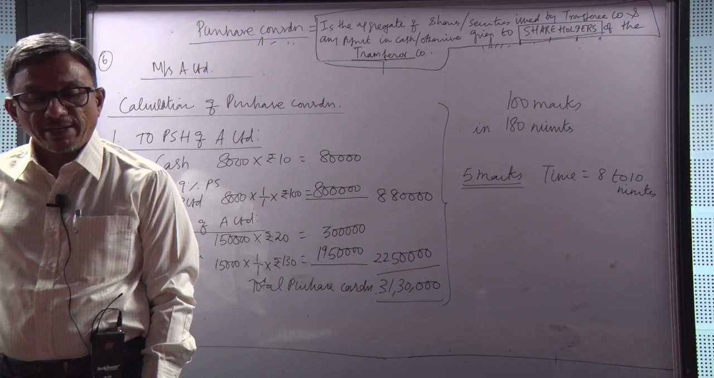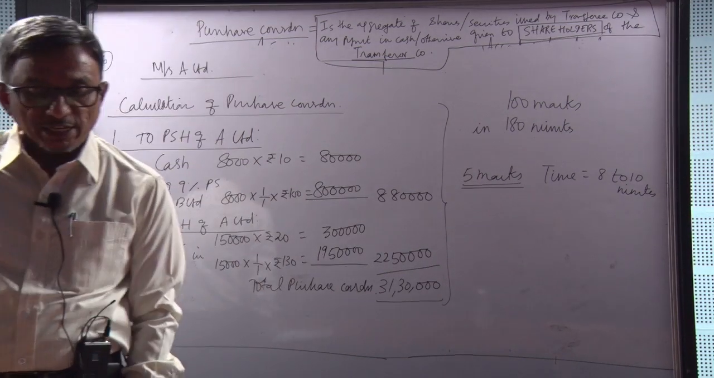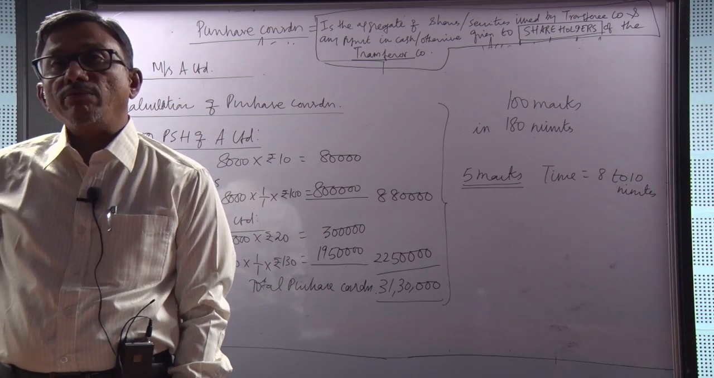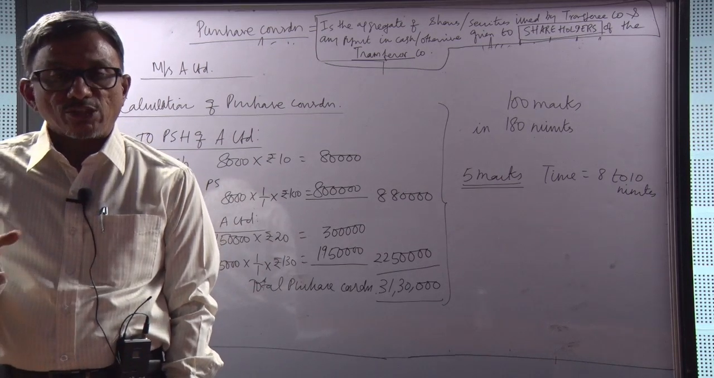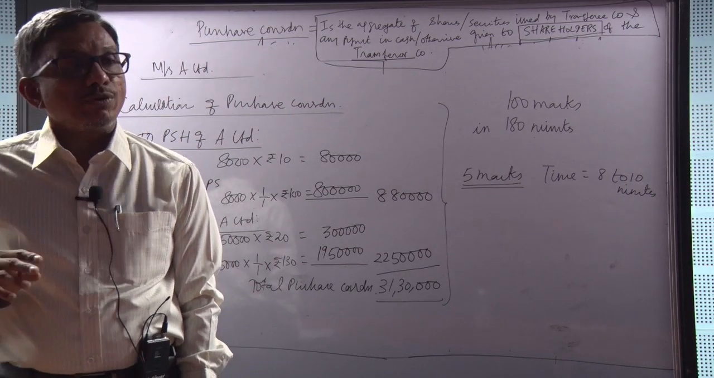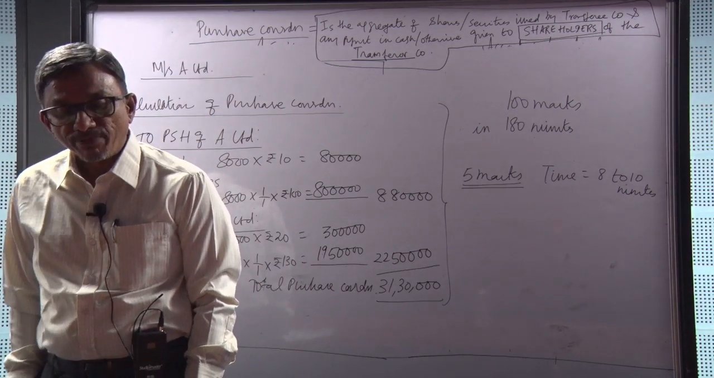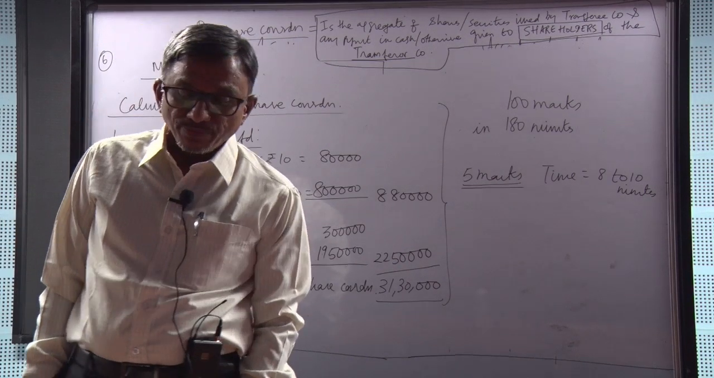It's very, very clear that all the assets and liabilities may be taken over, but some of the assets are revalued. So out of 5 conditions, 1 condition is not satisfied. Therefore, this is an amalgamation not in the nature of merger, it is in the nature of purchase. Then what should we do?